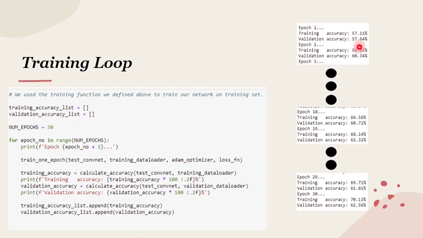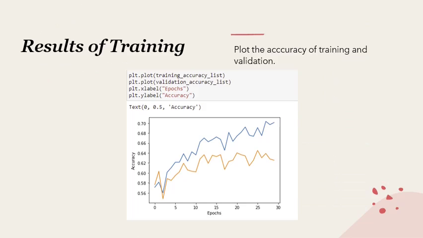The training accuracy and validation accuracy are increasing with the number of epochs, as expected. In this part, you can see the results of training in a plot. We plot the training accuracy list in blue and the validation accuracy list in orange.